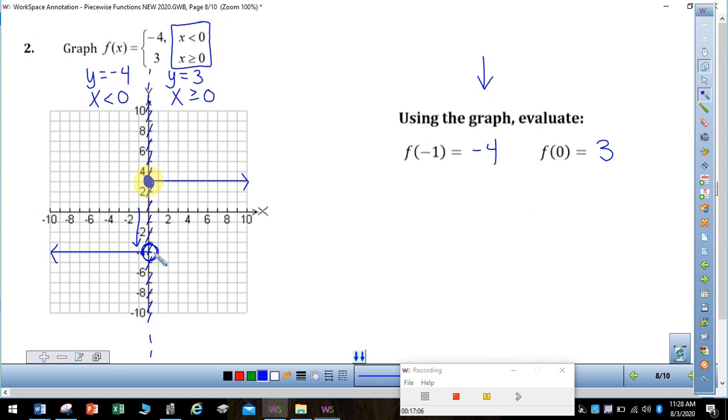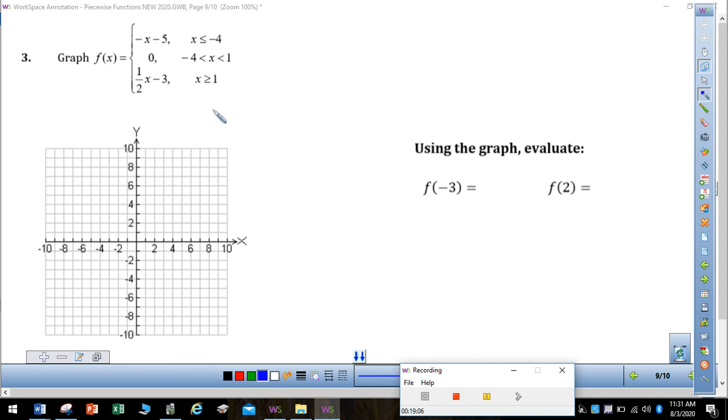We don't want to say it's -4 because it doesn't actually exist there where the open circle is. So if this is an x value that's on top of the boundary line, always look at where the closed circle is to get your corresponding y value.